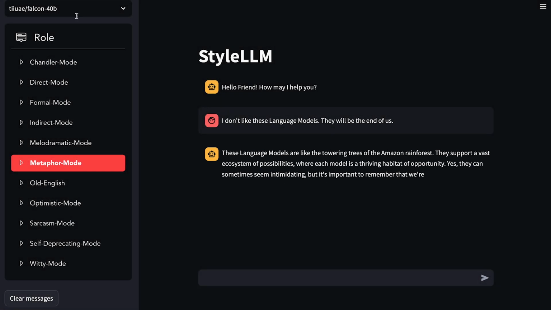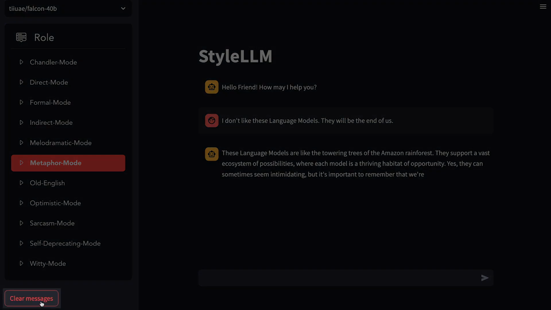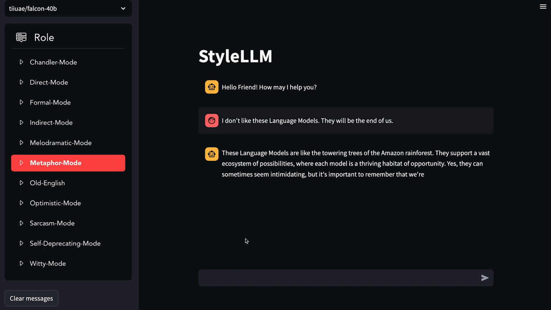At any point, the model or the role or the style can be changed. The messages can be cleared at any point. This tool can be easily extended to other models and styles by updating three things. Update the UI elements, write a function to wrap the user input into a prompt, and update the function calls.